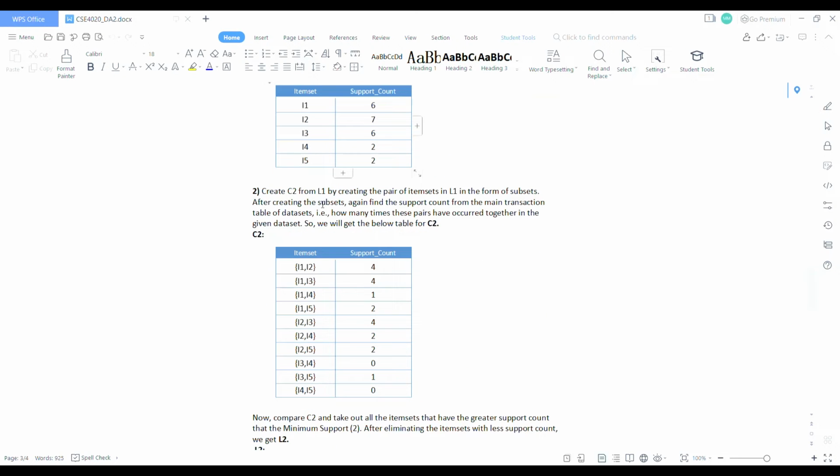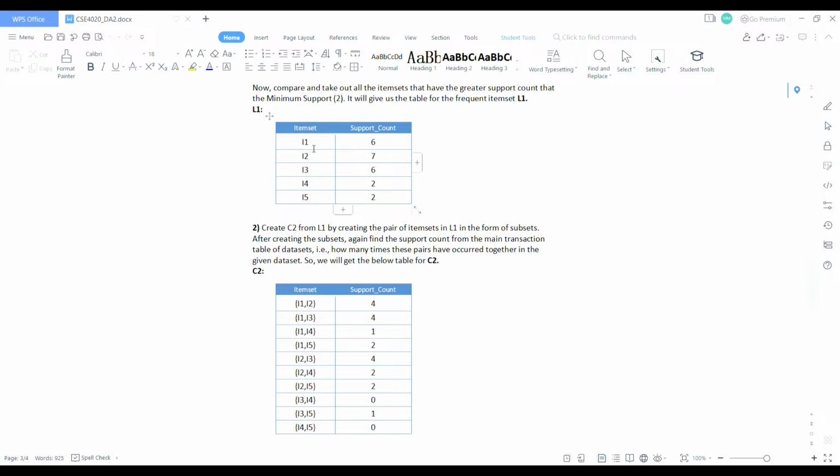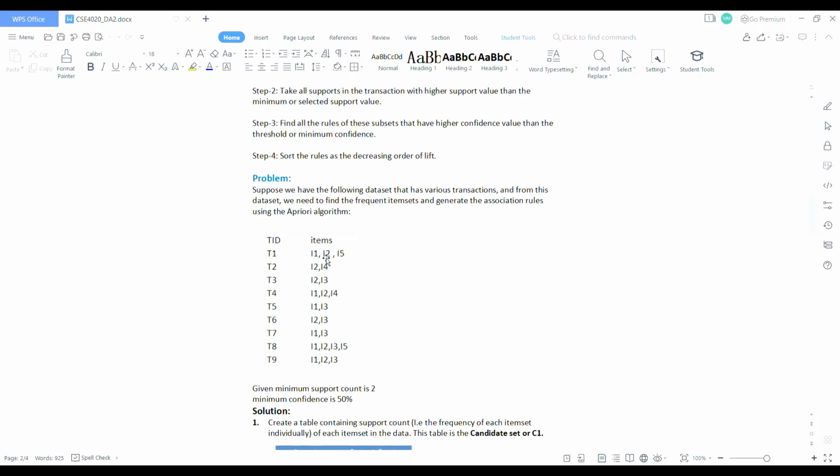The next step would be to create the C2 table, the next candidate set table, from L1. We'll do this by creating pairs of the item sets that are present in L1. So we'll be creating subsets of I1 with I2, I1 with I3, I4, and so on. And then we need to write down the support count for each of these pairs. If we take the case of the I1, I2 subset, we can see that I1 has occurred 1, 2, 3, 4 times in the data set with I2. And we need to see how many times I1 and I2 have occurred together and not individually.